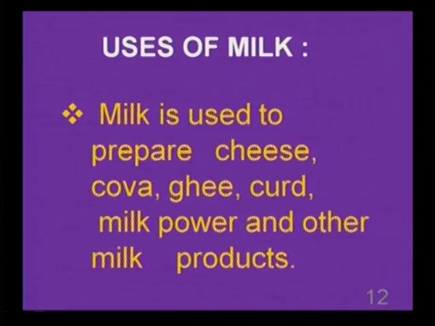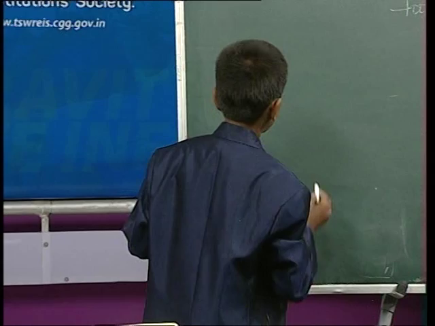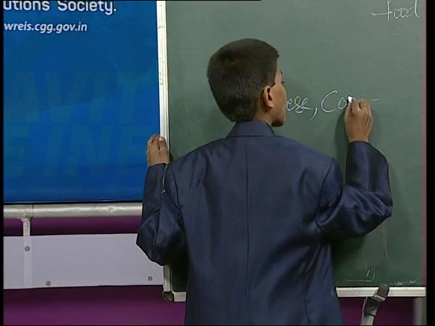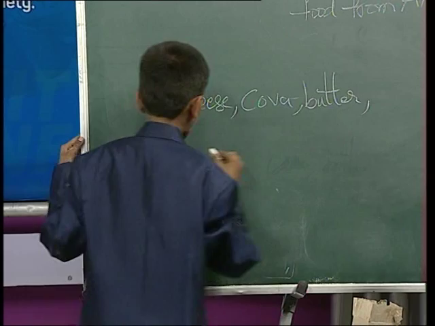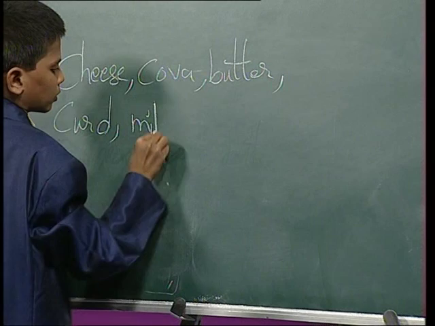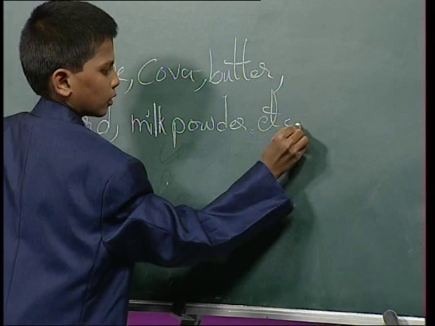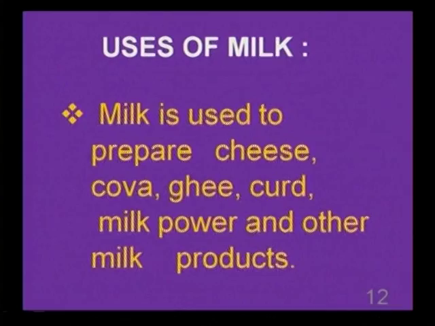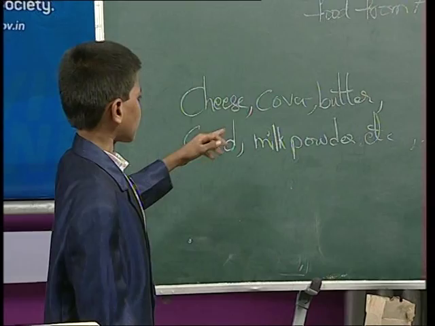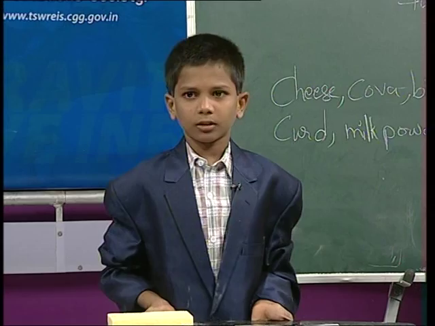And next one, milk is used to prepare cheese, kova, curd, milk powder and other milk products. See here, my dear friends, the milk is used to prepare cheese and kova, butter, curd, milk powder, etc. Have you ever seen cheese, kova, butter, curd, milk powder, etc.? I think you have already seen these varieties. Yes or no? Yes.